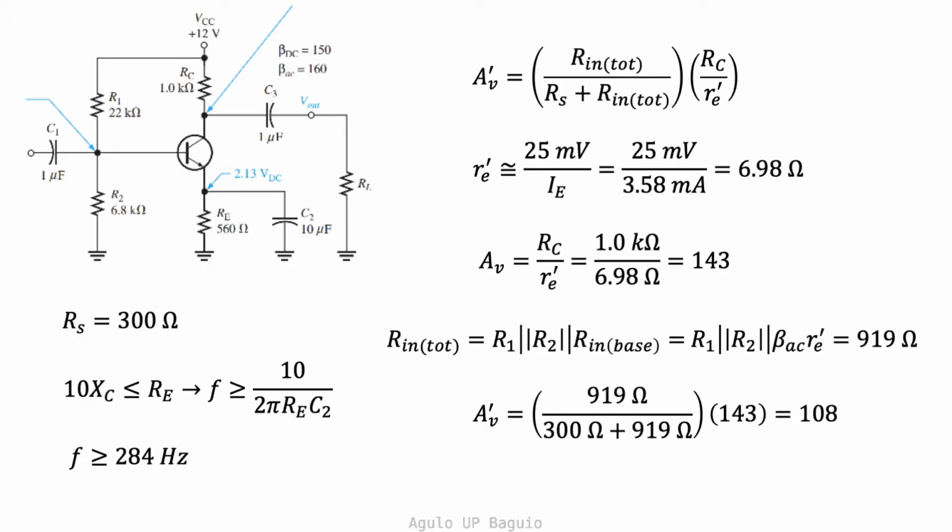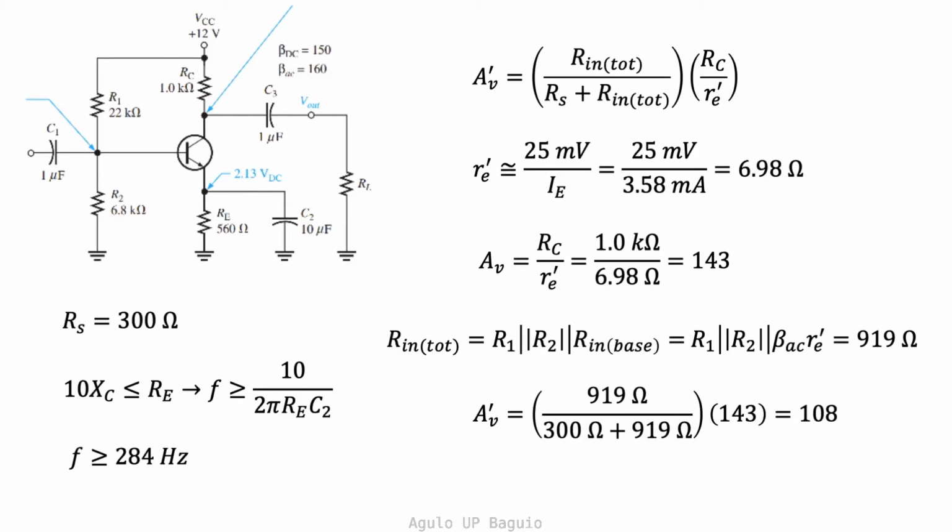Let's now try to solve for the voltage gain of the circuit we have been using since the beginning of this video lecture. We've already determined the Q point earlier. To solve the overall voltage gain, we would need to evaluate the AC emitter resistance. We also need to determine the total input resistance. If we assume that the source resistance is 300 ohms, then we can solve for the overall voltage gain. The AC emitter resistance is computed using the DC emitter current, which we already determined to be 3.58 milliamperes. Thus, its value is 6.98 ohms.